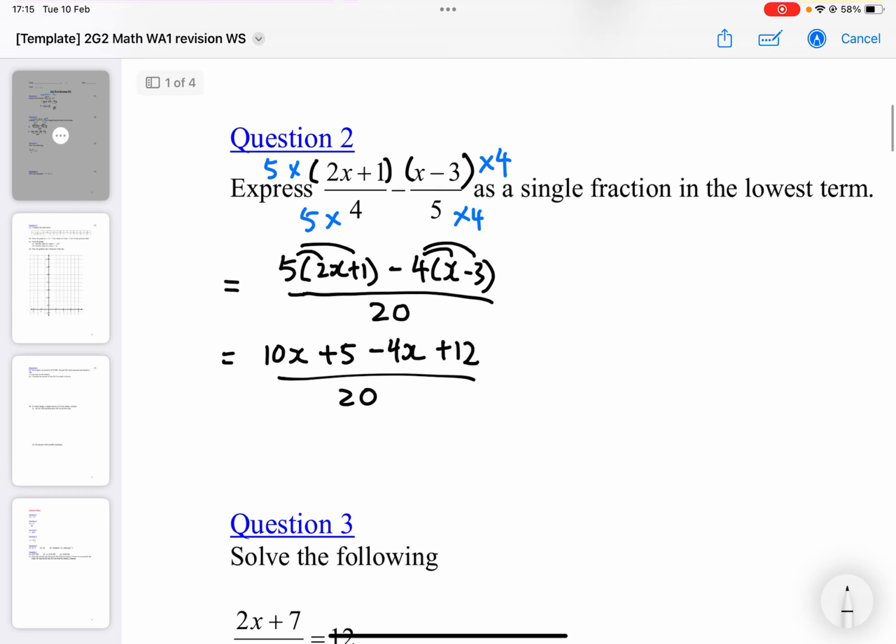Okay? Then just like my question 1, I also need to simplify. Just that this time I simplify the numerator. Nothing to change the denominator. So after I do the subtraction, I still have a fraction. 10x minus 4x, 6x. Plus 5 plus another 12, plus 17. Okay, that is the end already. You will still have a fraction. You are just writing the first line that they give you as a single fraction.